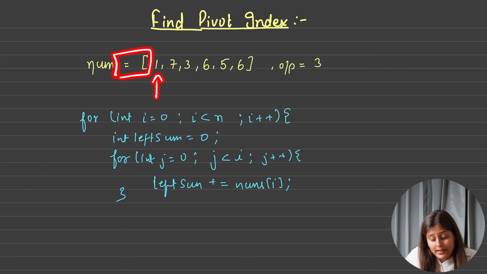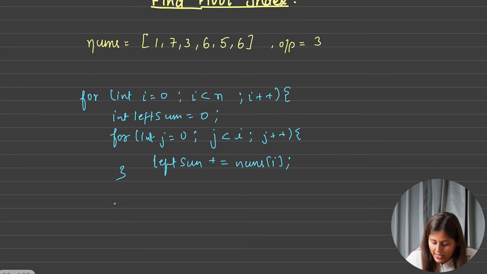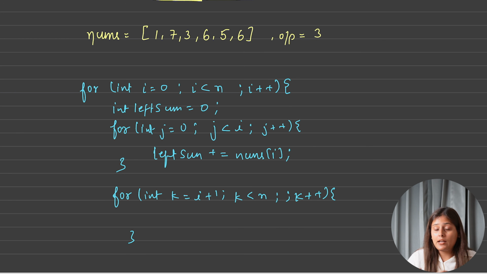Now I have to calculate the right sum. How can I calculate the right sum? Definitely I want to run another for loop from i plus 1 till n minus 1, or n, correct? So I can say we will write for int k. I want to start my k from i plus 1 definitely. And k less than n means I want to take the n minus 1th index value, and then k plus plus.